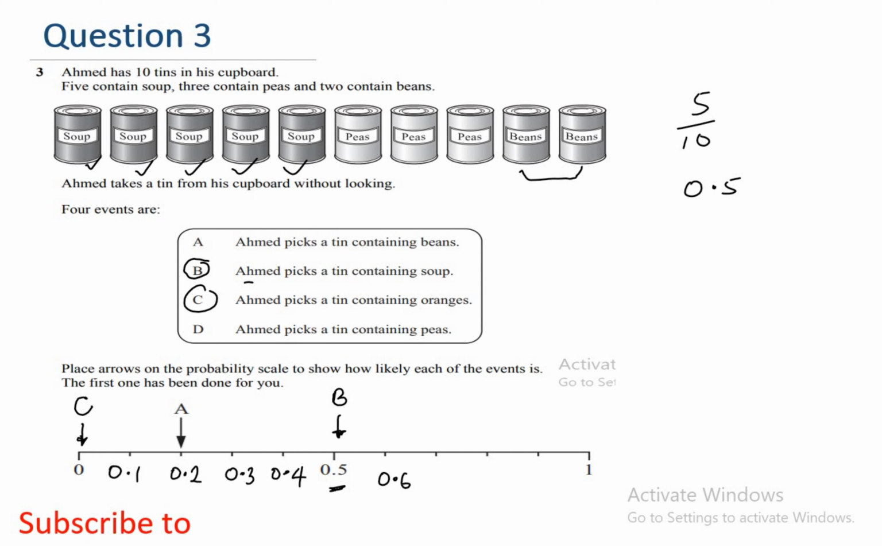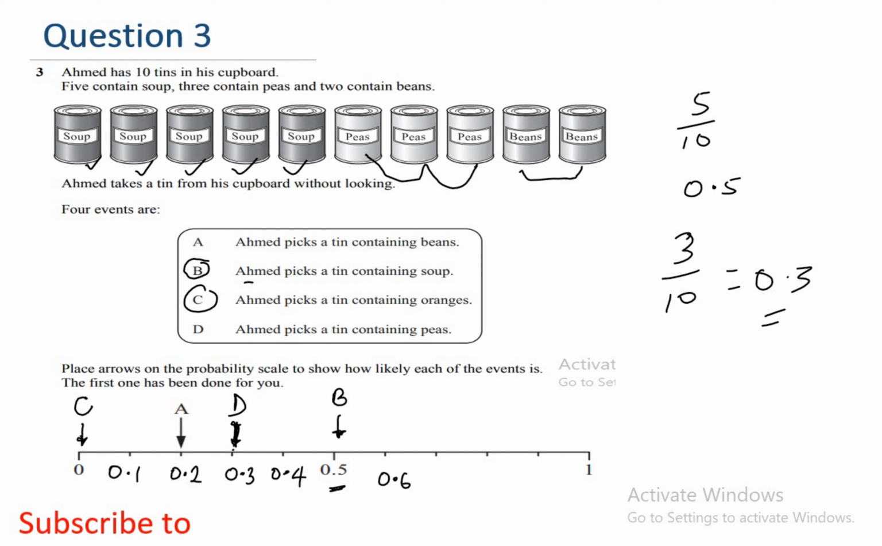Ahmed picks a tin containing pears. How many pears do you have? 1, 2, 3. 3 out of 10. 3 divided by 10 is 0.3. Just count once and put your decimal. So for D, since it's 0.3, it has to be in this icon. Containing pears. So this is D. I'm sure this is clear.